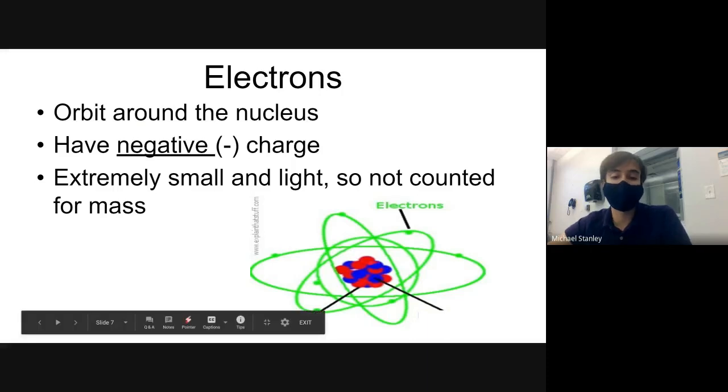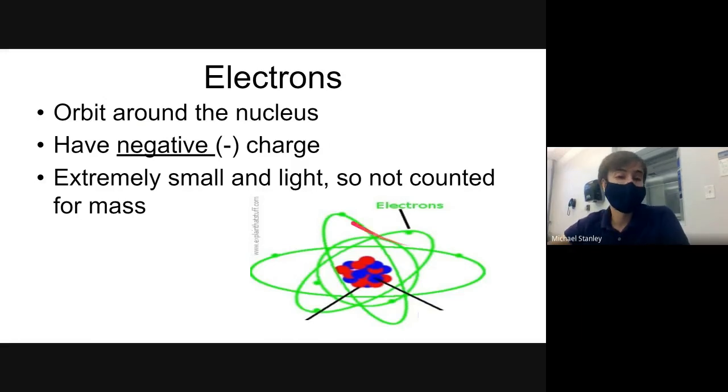So if the nucleus is sort of like the sun in our solar system, the electrons are like all the little planets orbiting around it. So electrons are the opposite of protons. They have a negative charge. The tricky thing about this is that sometimes people will think, oh, protons are positive, neutrons are negative. And that is not the case. Neutrons are neutral, electrons are negative.